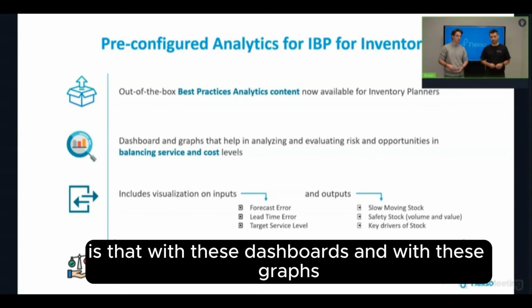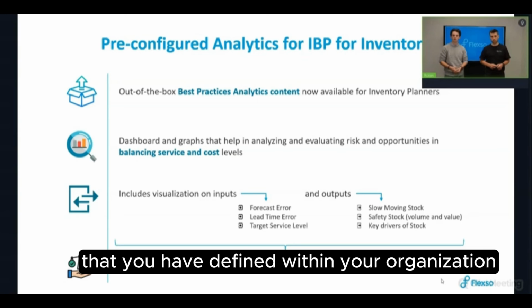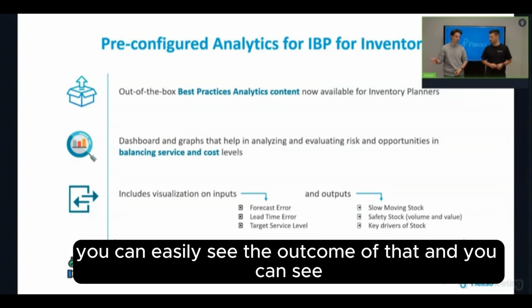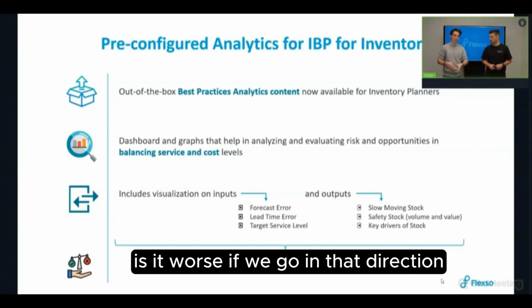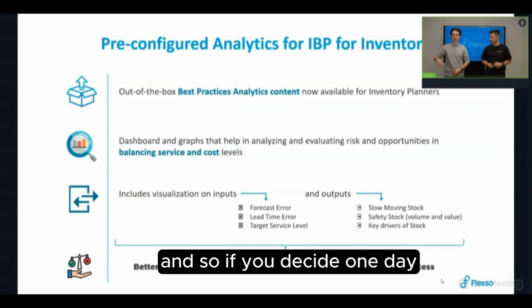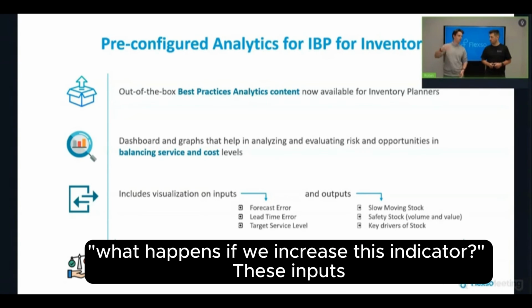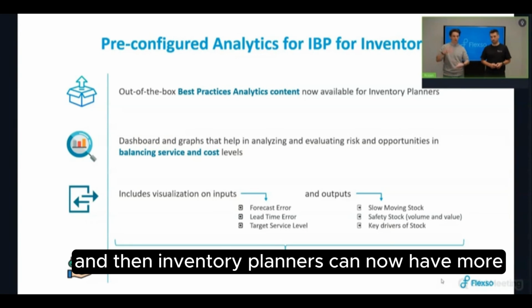And what I think is very important to highlight here as well is that with these dashboards and with these graphs, you can make all types of scenarios where, if you increase certain inputs that you have defined within your organization, you can easily see the outcome of that. And you can see, okay, is it good if we go in this direction? Is it maybe worse if we go in that direction? And you can compare different types of runs. So if you decide, okay, what happens if we increase this input, compared with what if we decrease it?